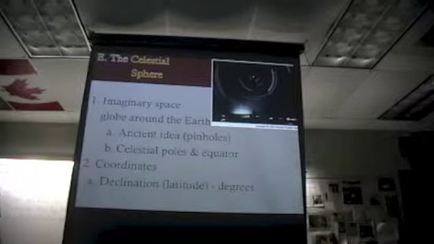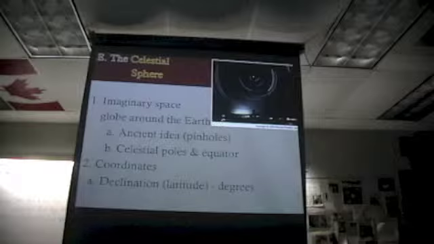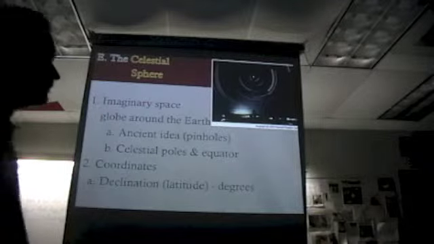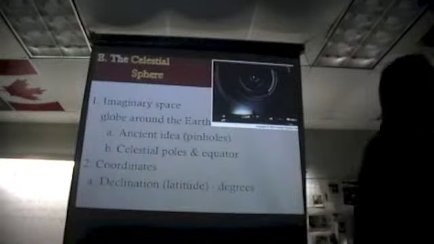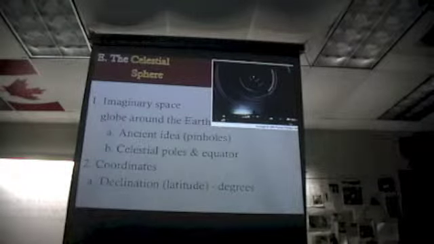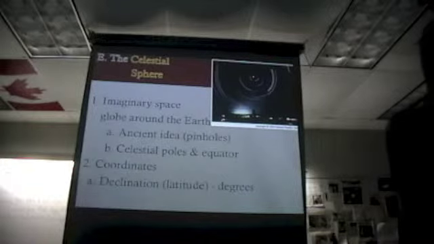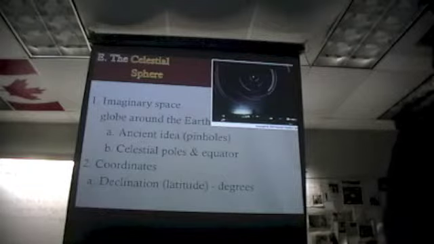It's in degrees. So on the Earth, what latitude is the equator? 0. What latitude are we at in South Florida? 26 degrees. What latitude is the North Pole? 90. Equator 0. You go up to 90. How about the South Pole? Negative 90.